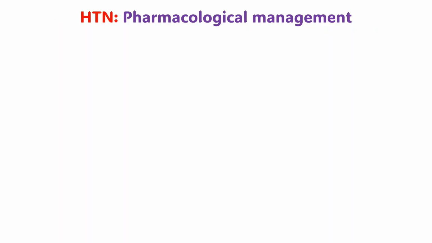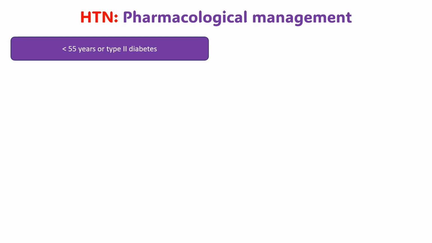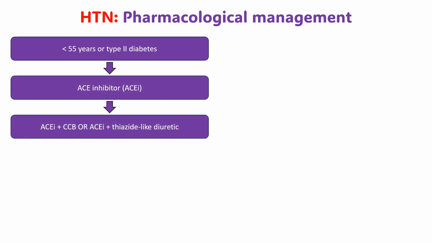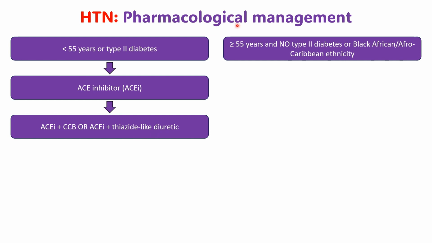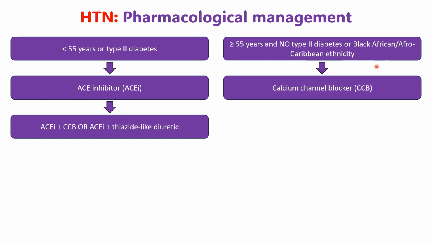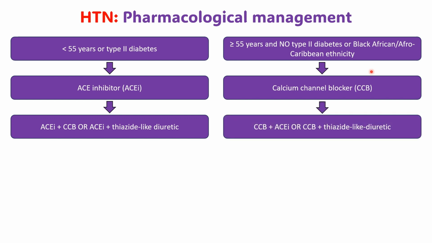So let's talk about the pharmacological management of hypertension. Very important that you know this. So if you're less than 55 years or have type 2 diabetes, you want to be started on an ACE inhibitor. And then the next step would be to combine the ACE inhibitor with a calcium channel blocker or an ACE inhibitor with a thiazide-like diuretic. If you're greater than or equal to 55 years and you don't have type 2 diabetes, or you're Black African or of Afro-Caribbean ethnicity, we start on a calcium channel blocker, such as amlodipine. And the next step would be to either have a calcium channel blocker with an ACE inhibitor or a calcium channel blocker with a thiazide-like diuretic.